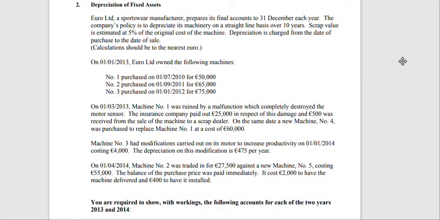Hi lads, this is the 2015 depreciation account. I'm going to go through it here from start to finish and make sure you know where all the numbers are coming from. It's extremely important in this question that you get all the workings done first. You must really read the question carefully.